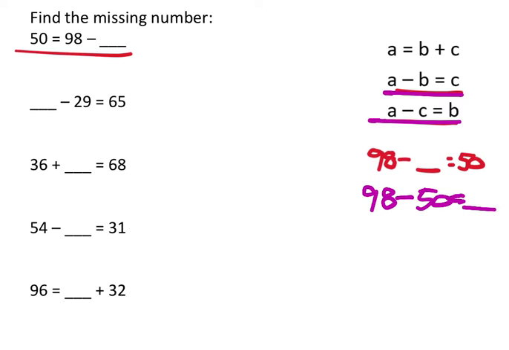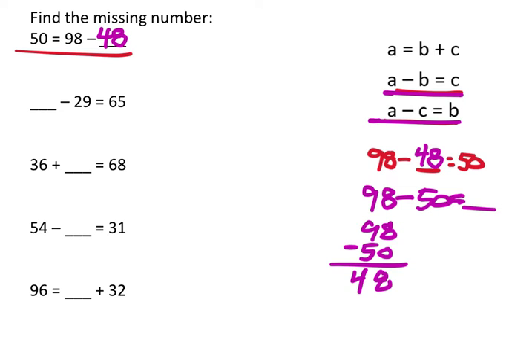So then this becomes 98 minus 50, which we can do because we've done some subtraction already. 8 minus 0 is 8. 9 minus 5 is 4. So in the blank, I would type in a 48. So 98 minus 48 is 50. And that, again, is using this fact family stuff. So I'm going to do the same thing on this next one.